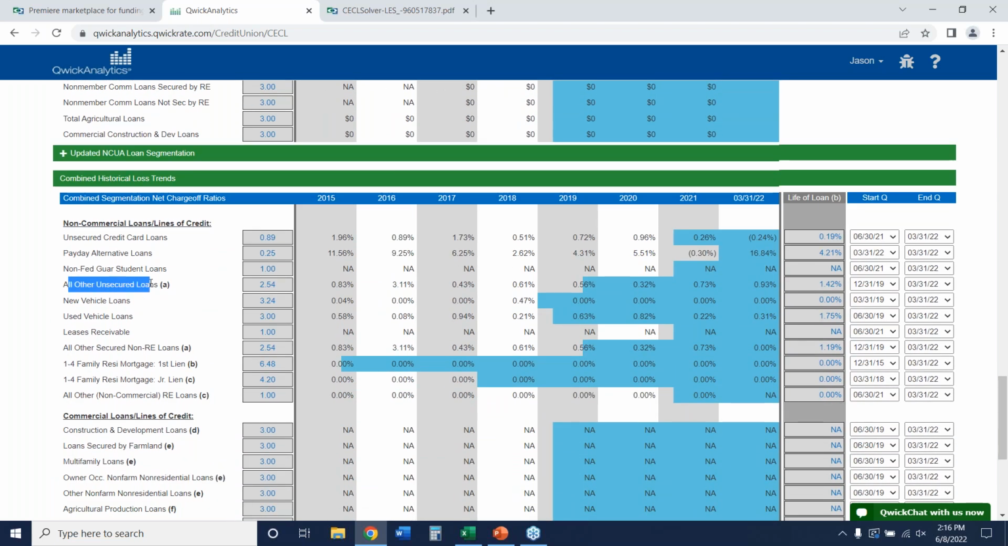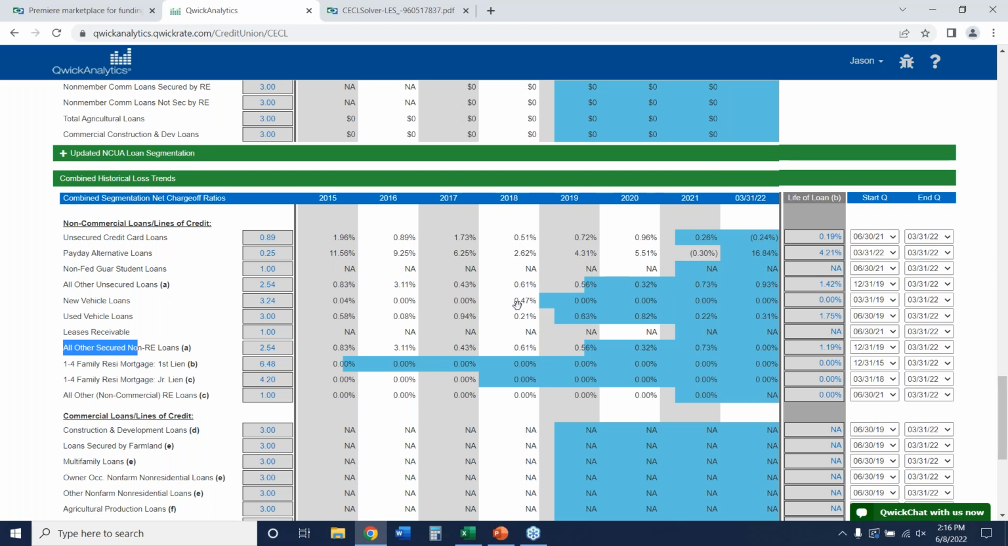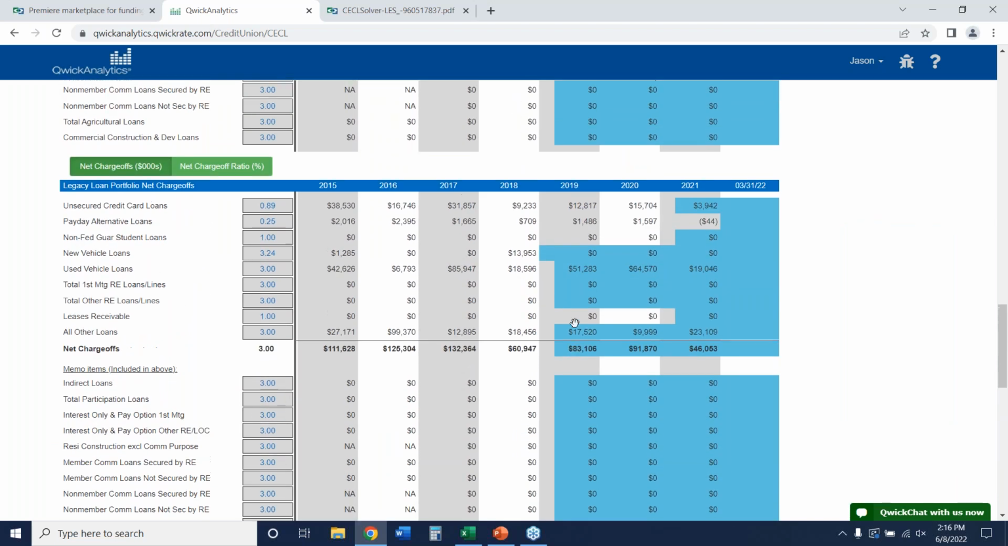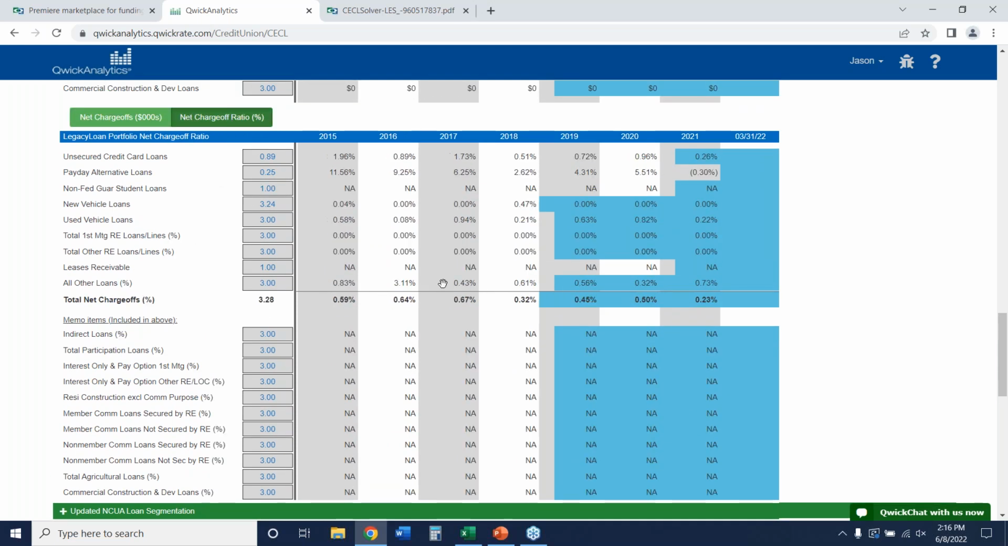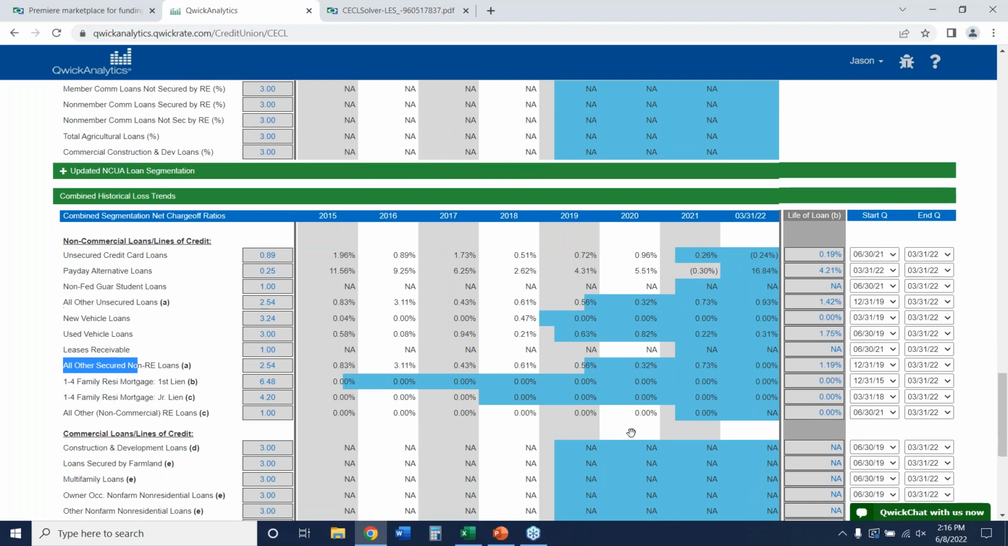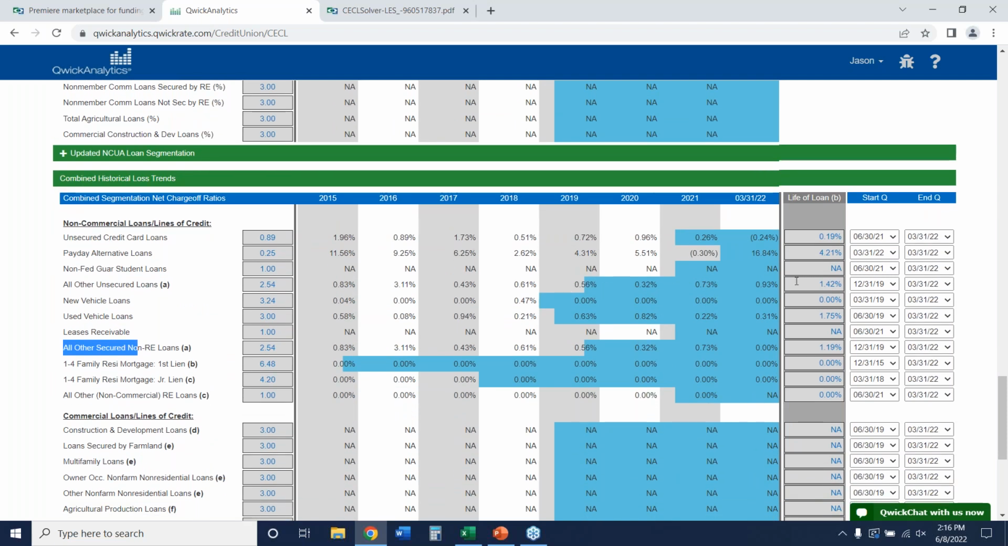So here we've got the all other unsecured and the all other secured. And right now, if we look, they're all tracking pretty close, identically. We said, okay, whatever this loss rate was up here, together, if we look at ratios, we can see that: 73, 32, 56. We see that here as well, 73, 32, 56.